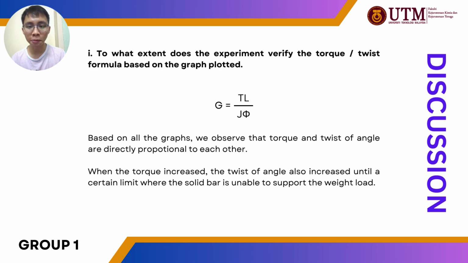Based on all the graphs, we observe that torque and angle of twist are directly proportional. When the torque increases, the angle of twist also increases until a certain limit where the solid bar is unable to support the weight load. The torque and twist formula is verified from the experiment.